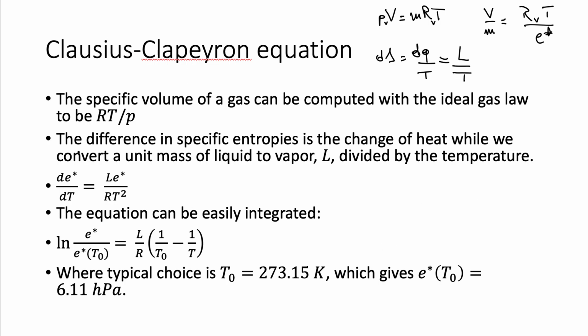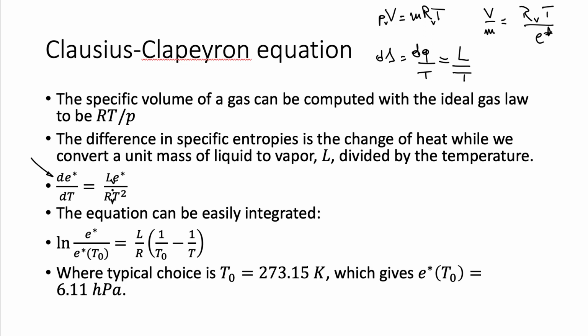So put all these things together, and you have obtained this equation that you're likely going to remember for a long time now. dE*/dT equals L E* over Rv T squared. This L is the latent heat of vaporization, and this is Rv. Be careful: 461 joules per kilogram per Kelvin, not 287 joules per kilogram per Kelvin.